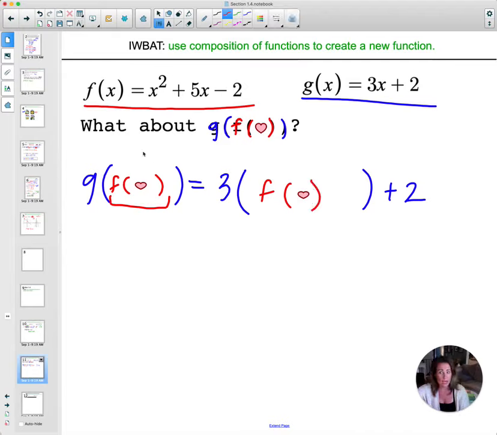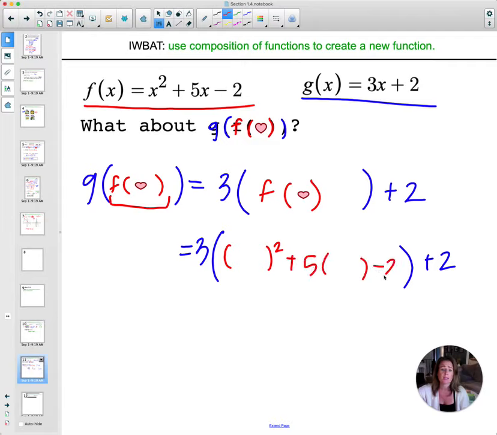So now we need to do that. Let's go ahead and do 3 times, and then we need to get that red function in there. So that's something squared plus 5 times something minus 2. What's the input of the red function? The heart. So we're going to plug the heart into the red function, into those inputs. And then we're going to simplify. So this is just heart squared plus 5 heart minus 2.